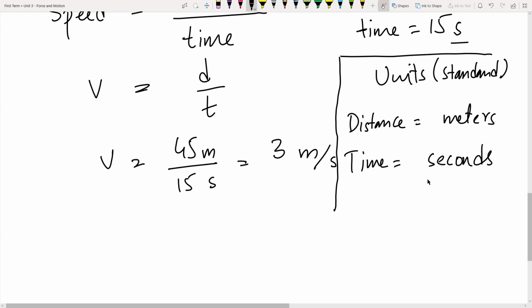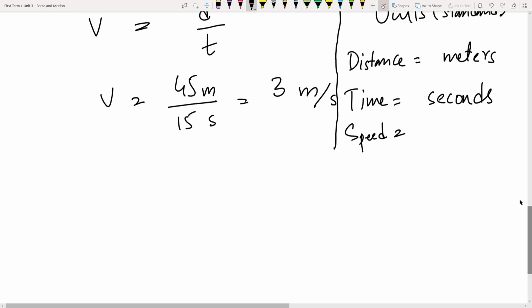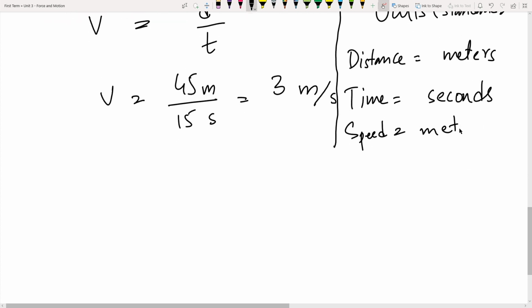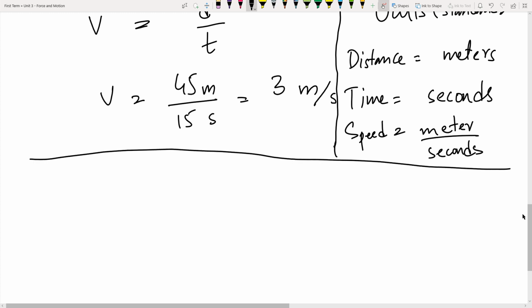A stopwatch also measures time in seconds, which we experienced in the lab while we were trying to calculate the speed of the object. And speed, since it is the ratio or the division of distance over time, is going to be meter divided by second. So these are the units. Continuing forward, we have another idea.